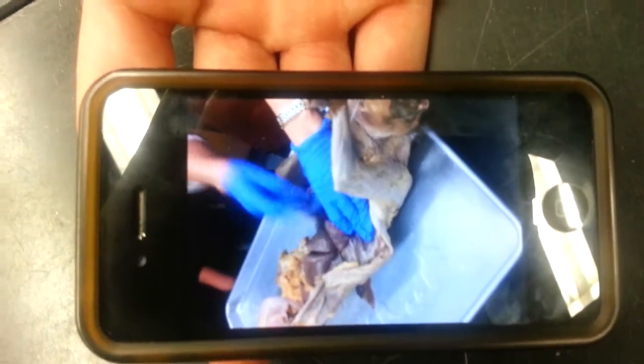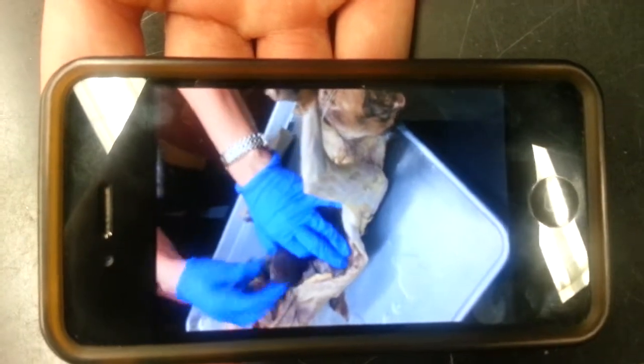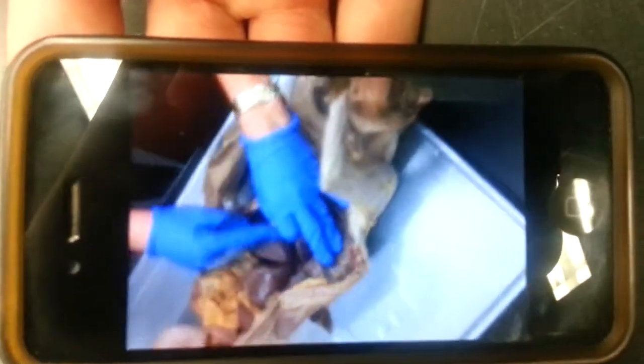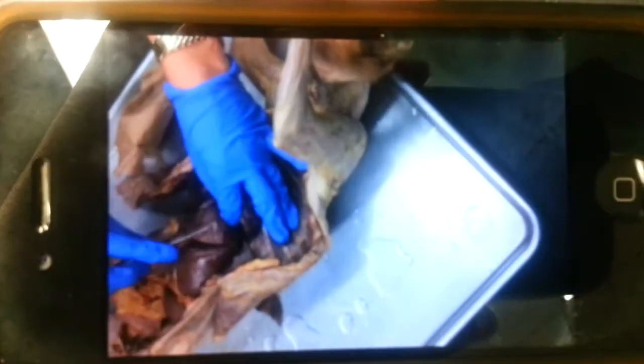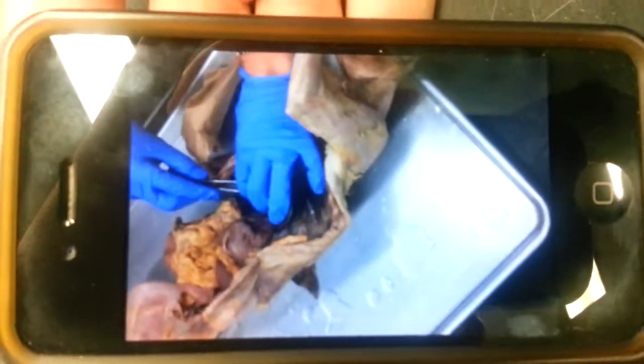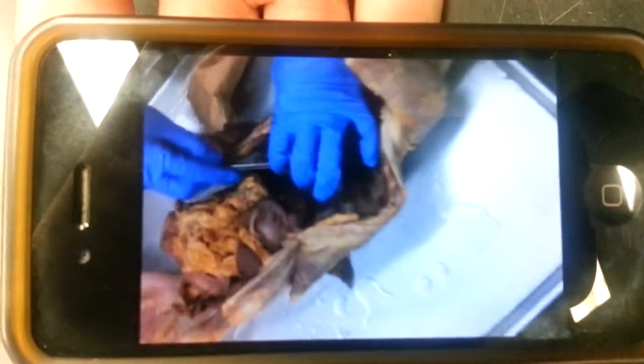Diaphragm. Okay. Big liver. Right lobe. This is the right lobe. The right lobe, I think, gets divided into three sections. Here is its left lobe, but you can actually pick it up. See the gallbladder right there? Looks kind of like a deflated raisin, doesn't it?